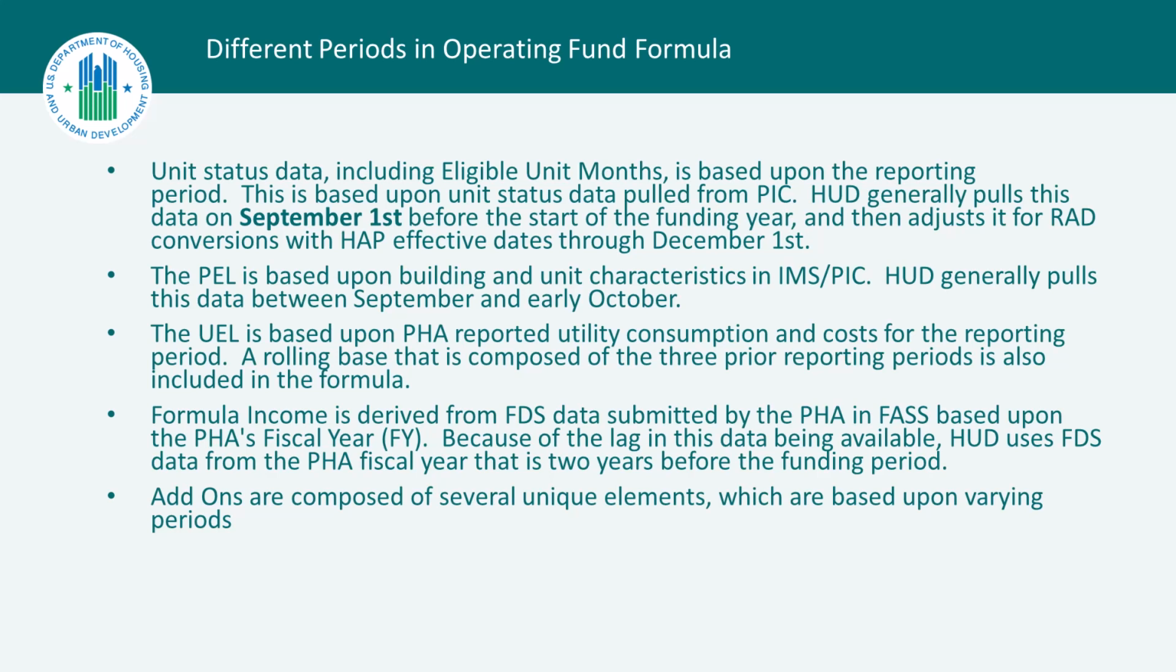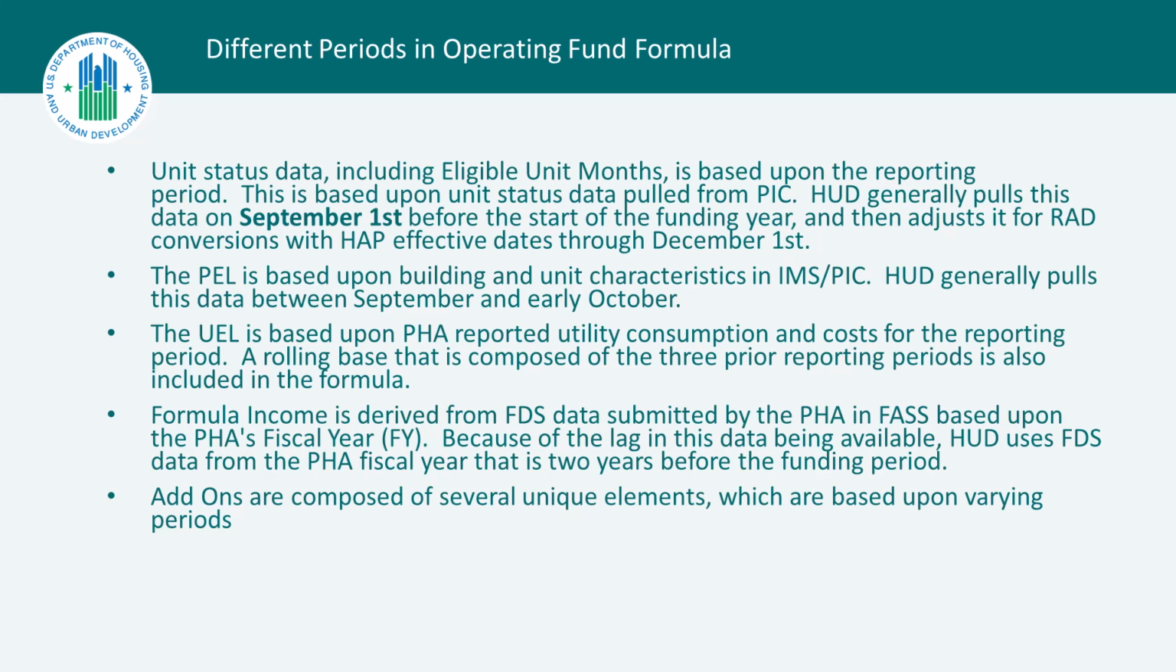The project expense level, or PEL, is based on building and unit characteristics in IMS PIC. HUD generally pulls this data between September and early October. The utilities expense level, or UEL, is based on utility consumption and costs for the reporting period. A rolling base composed of the 3 prior reporting periods is also included in the formula.